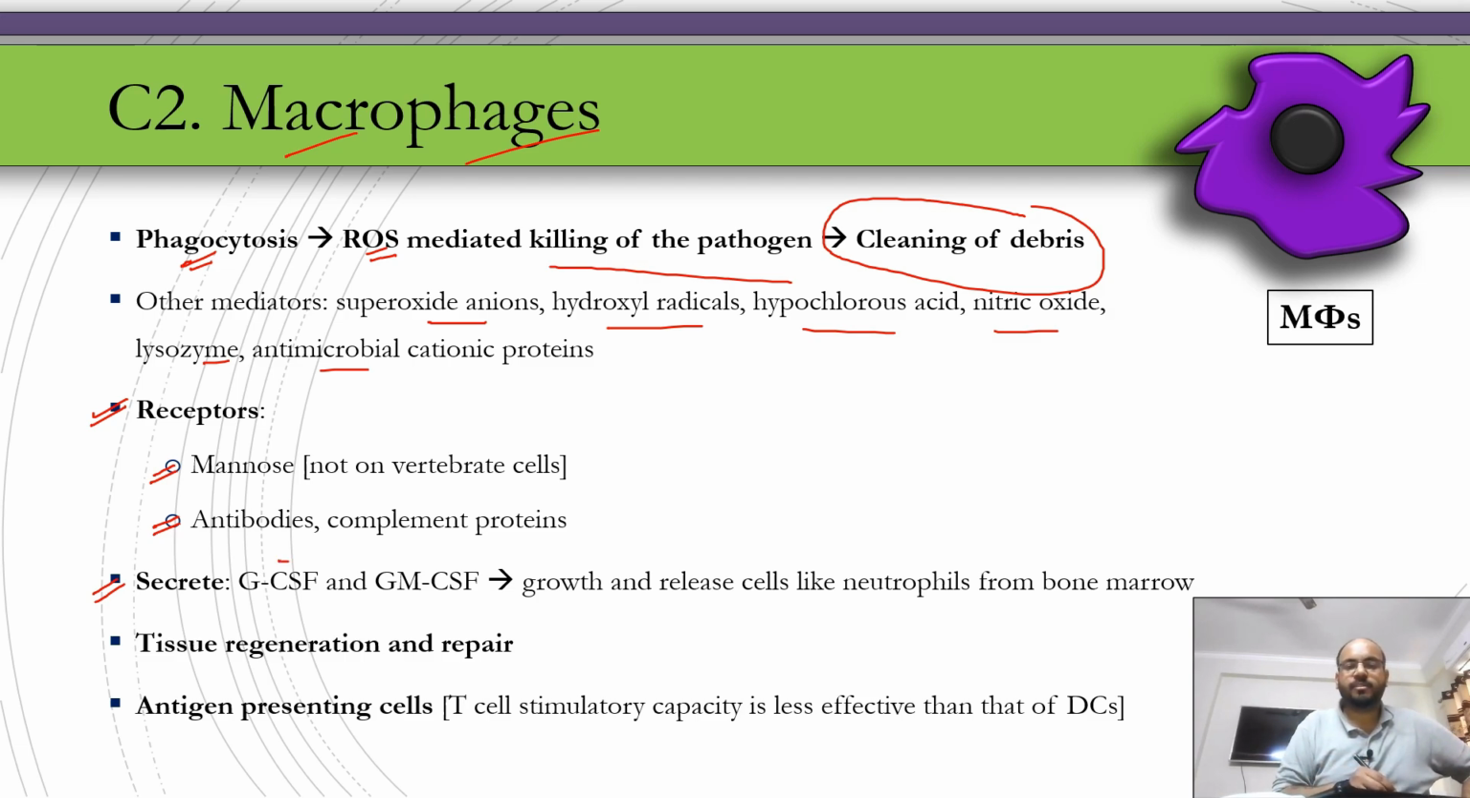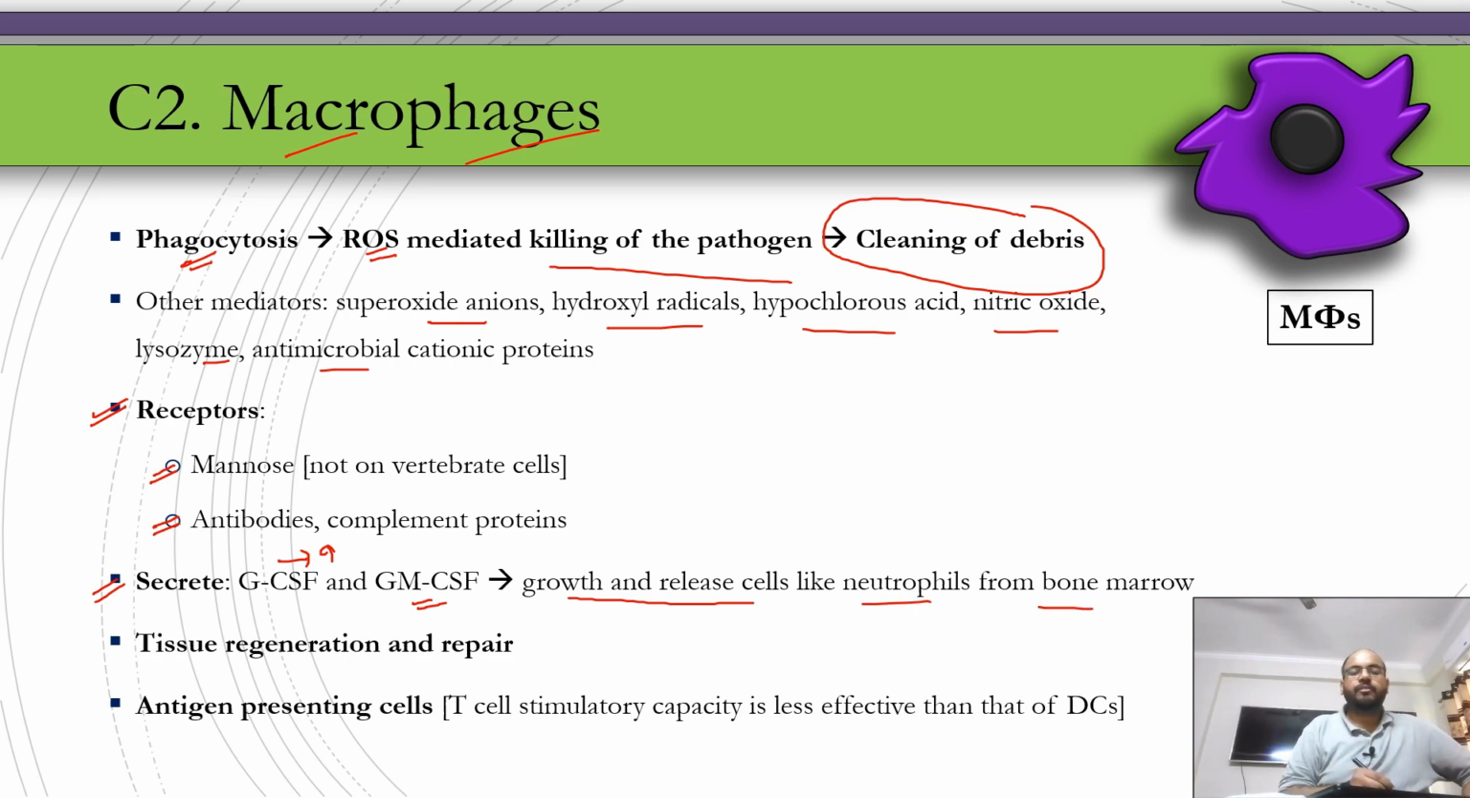Now macrophages release G-CSF, which is granulocyte colony stimulating factor. G-CSF is responsible for increasing granulocytes, like all the cells which have granules: neutrophils, eosinophils, mast cells, basophils. Clear? And GM-CSF increases neutrophils, basophils, eosinophils, mast cells, and monocytes. So what is happening? A positive feedback loop. Macrophages are increasing monocytes, and monocytes will transform into more macrophages. So G-CSF and GM-CSF are responsible for growth and release of cells like neutrophils from bone marrow.